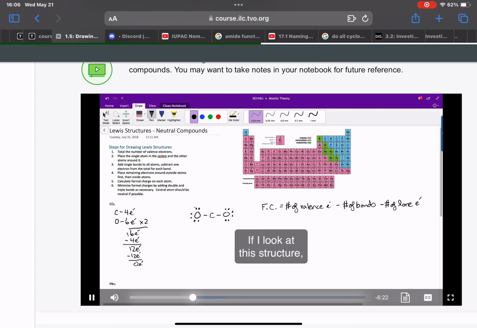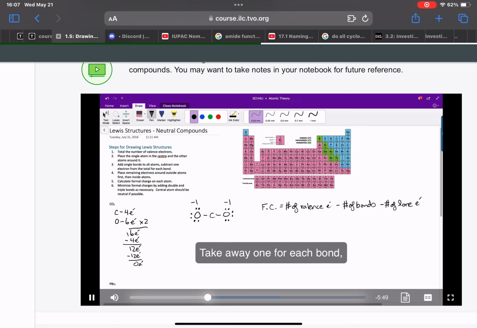If I look at this structure, let's start with the oxygen. The oxygen had 6 valence electrons. Take away 1 for the bond, and I'm at 5. Take away 1 for each lone electron, 4, 3, 2, 1, 0, -1. Similarly, this oxygen had 6 valence electrons. Take away 1 for the bond, 5, 4, 3, 2, 1, 0, -1. If I look at the carbon, it had 4 valence electrons. Take away 1 for each bond, and I'm at +2. You'll notice, because this is a neutral compound, all of my formal charges add up to 0 in this case.